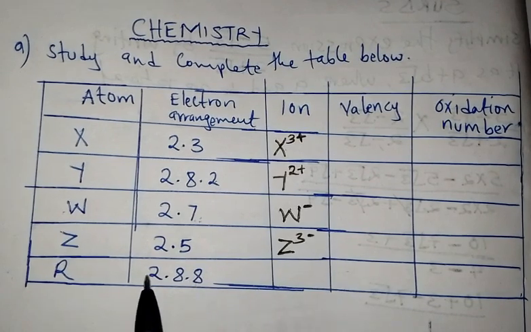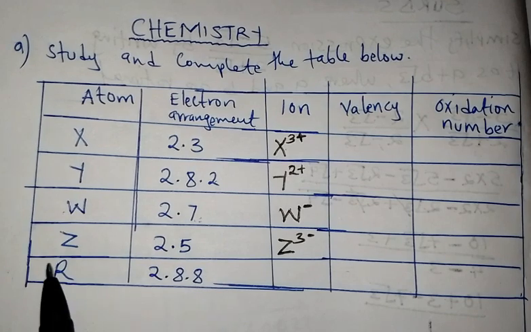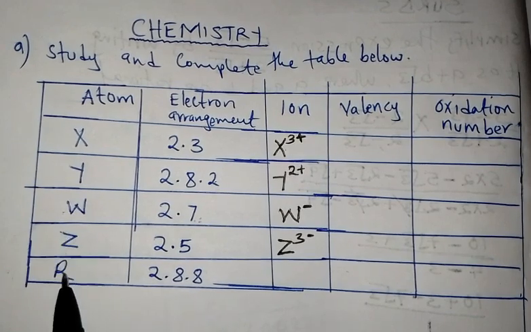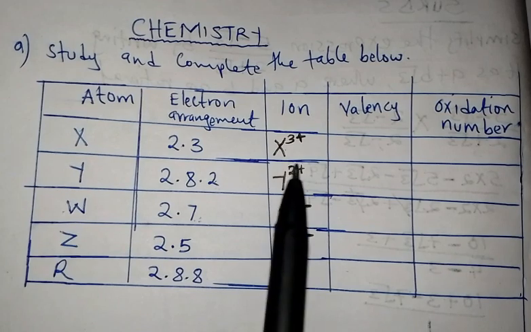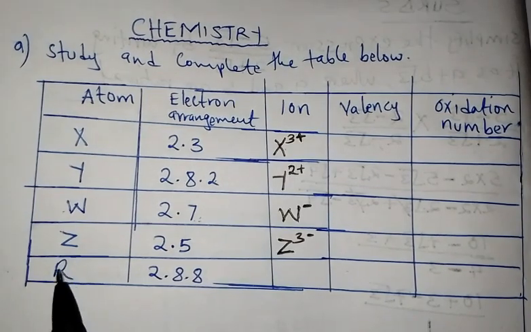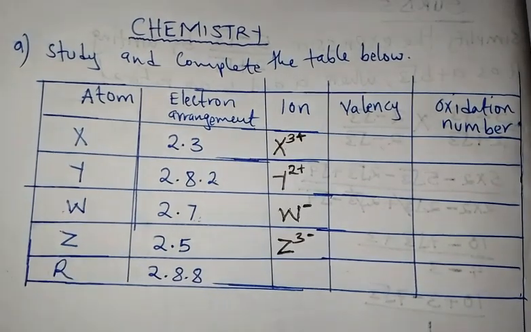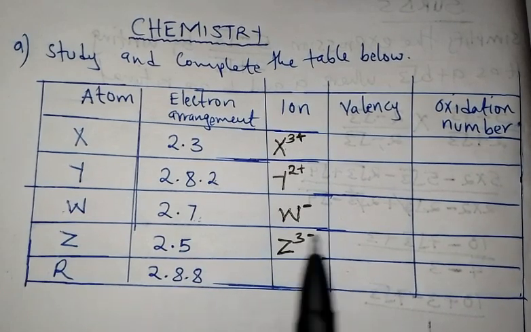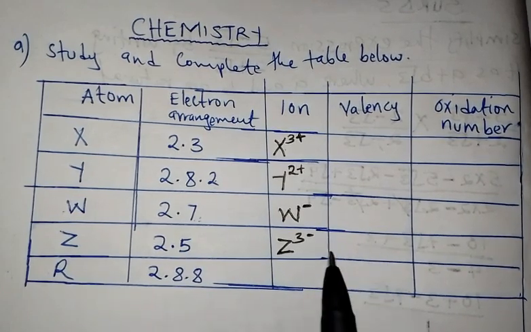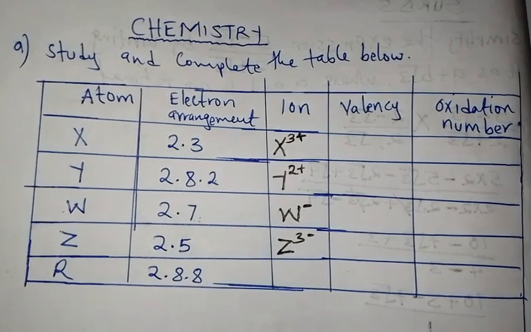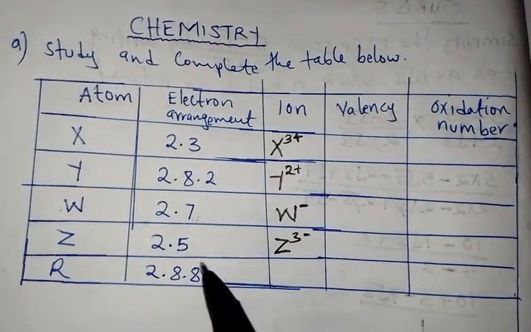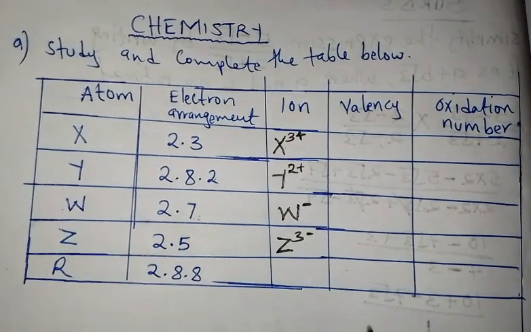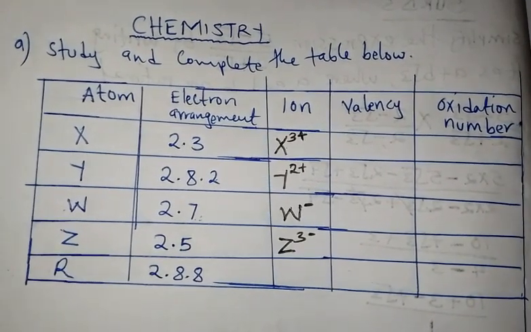So if you look at all the 3 energy levels that we have in the atom R, they are fully filled, meaning the atom is already stable. It does not require to lose nor gain electrons for it to be stable, because it is already stable. So in this case, under the column of ion, the R is not going to form any ion.